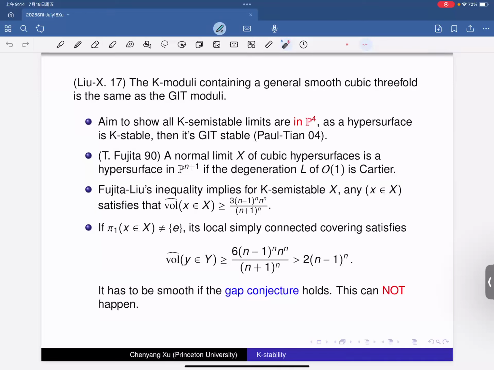And then there is some other way to deal with the 2-dimensional case, because this same proof also tells you that even though there is a fundamental group, it's at most Z/2Z. Then the singularity is something like 1/2(1,1) times the rest. Once you know this fact, that the universal cover is smooth, then basically you are done. But unfortunately, we only know this up to dimension 3. That's why we can only prove this in dimension 3. If you prove the gap conjecture, then the consequence will be that the K-moduli is the same as the GIT moduli in that dimension.